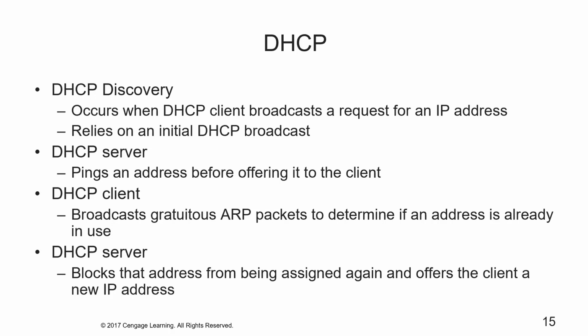DHCP operates over UDP using ports 67 and 68. DHCP messages from a client to a server are sent to the DHCP server on port 67, again on UDP, and then DHCP messages from a server to a client are sent over port 68 UDP.